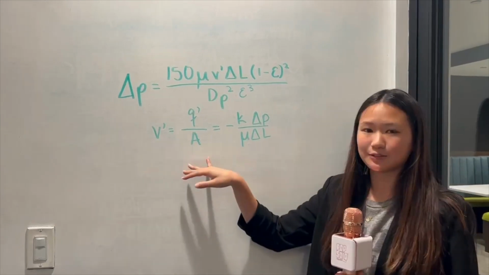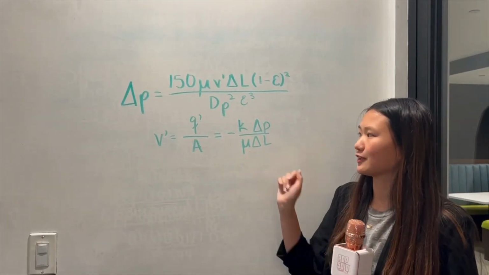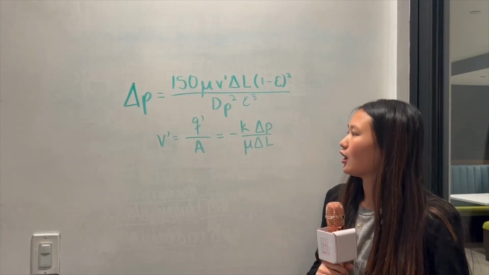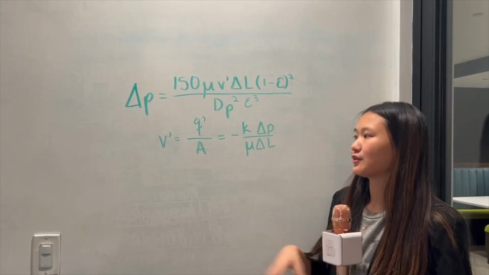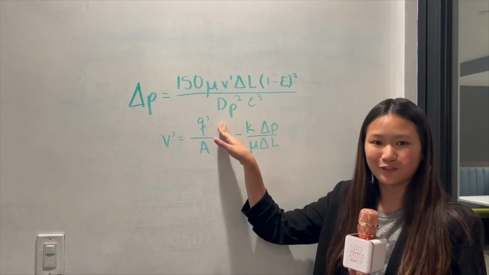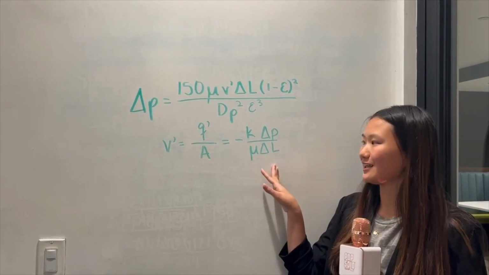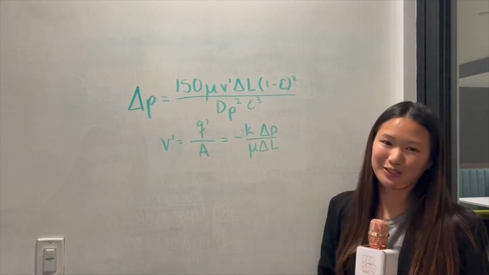And V prime is equal to the flow rate over area, which is then equal to negative K delta P over mu delta L. From this relationship, we can see that the flow rate is inversely proportional to mu and delta L and directly proportional to delta P.